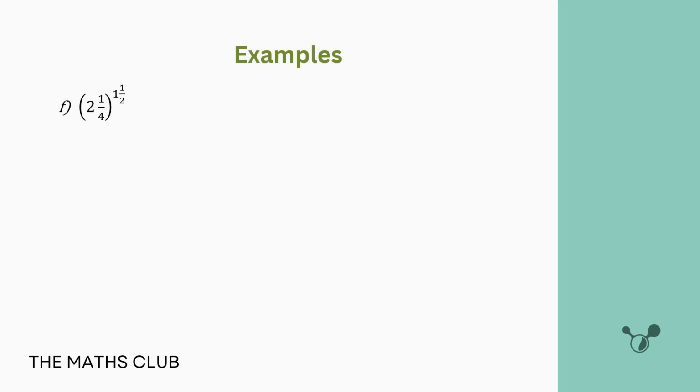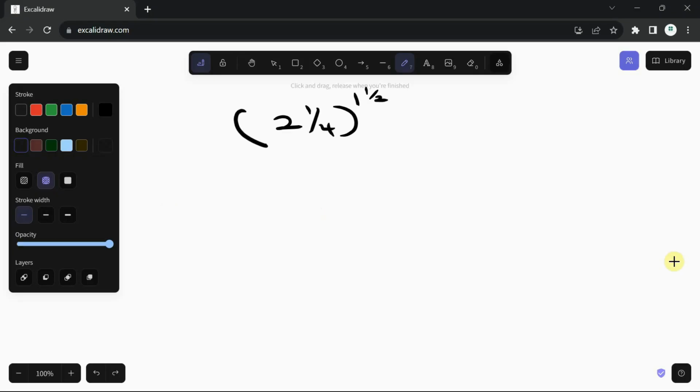So this question says 2 and 1 over 4 raised to the power of 1 over 2. Let's solve it. To solve this problem, first thing is that we have to convert all of this to an improper fraction. So that is 4 times 2, which is 8, plus 1, which is 9. So that is 9 over 4 raised to the power of 2 times 1, which is 2, plus 1, which is 3, 3 over 2.